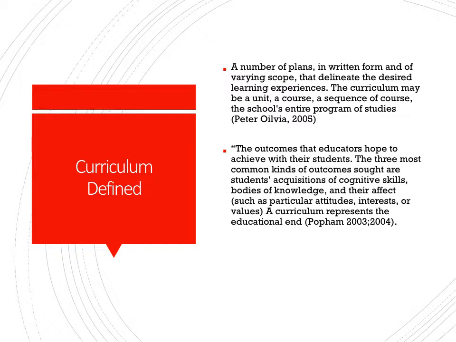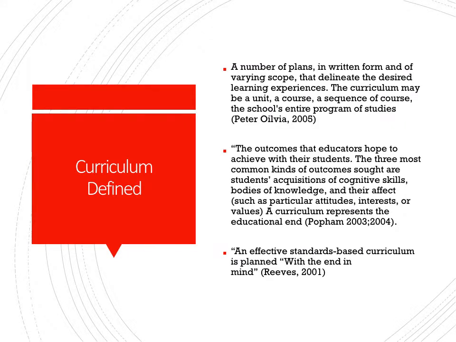Popham tells us that curriculum is the outcomes that educators hope to achieve with their students. The 3 most common kinds of outcomes sought are students' acquisitions of cognitive skills, bodies of knowledge, and their affect, such as particular attitudes, interests, or values. A curriculum represents the educational end. And finally, Reeves tells us that an effective standards-based curriculum is planned with the end in mind. So as we talk more about backwards design, you will see how we will have the end in mind.